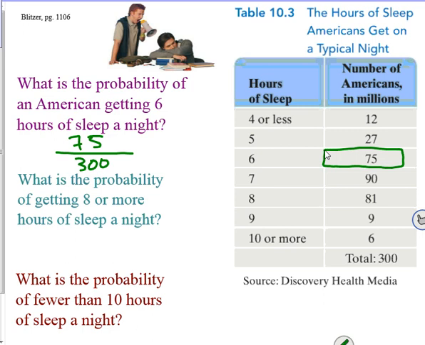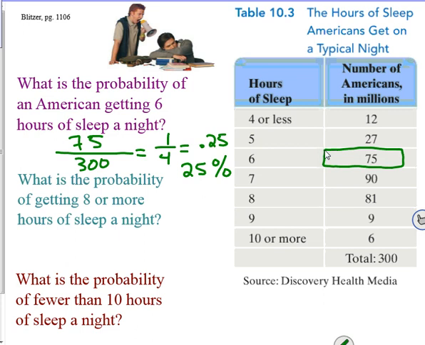You can give probability as a fraction. You can also reduce the fraction: 75 goes into 300 4 times. We can also write it as a decimal, which would be 0.25. Or again, sometimes people write probabilities as a percent, and 0.25 would be 25%. Those are all acceptable ways of writing the probability of an American getting 6 hours of sleep a night.